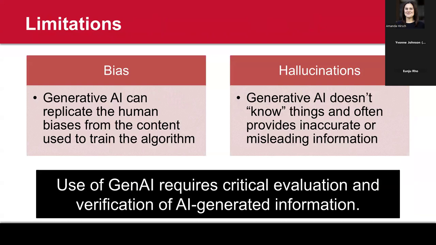So let's talk about some limitations and concerns. And these aren't exhaustive, obviously, but we'll get into a few. Bias kind of hits on that DEI issue too. Generative AI can replicate the human biases from the content that's used to train the algorithm. So this can create those diversity, equity, and inclusion issues. Hallucinations, as Diane mentions, false and misleading information. Generative AI doesn't know things. It's trained on content. And sometimes when it doesn't know things, it provides inaccurate or misleading information, just makes things up. The use of generative AI requires critical evaluation and verification of AI generated information.